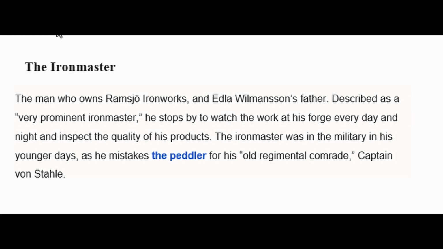The third character we are introduced to is the iron master, who owns the factory where the peddler takes refuge at night after he has stolen money from the old crofter. The iron master was in the military in his younger days and he mistakes the peddler for one of his old regimental comrades, known as Captain Von Stahl, which is where all the misunderstanding in the story begins.